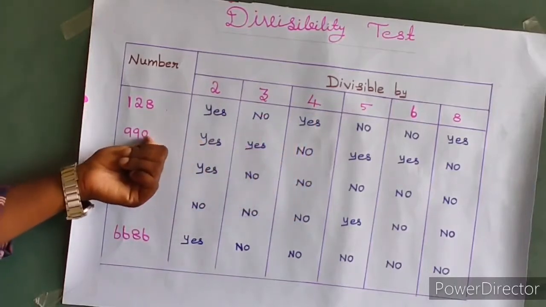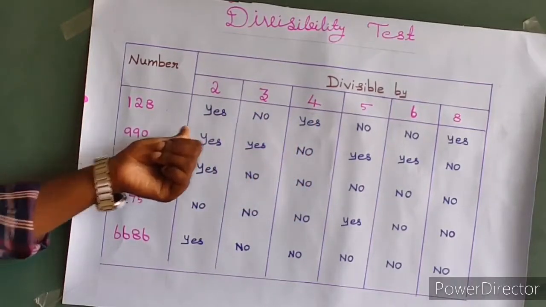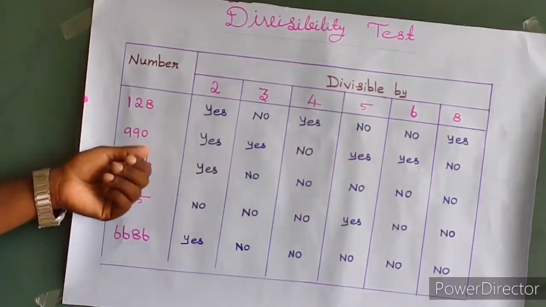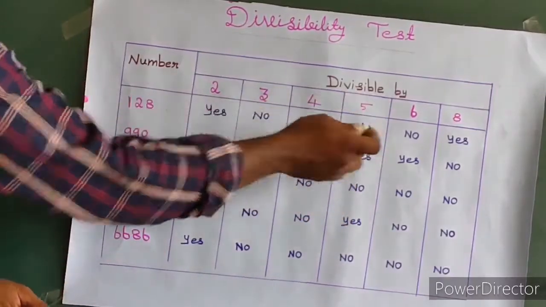The last 2 digits are 90. 90 is not a multiple of 4, so this number is not divisible by 4. So we can write no. What is the condition for 5? The last digit ends with 0, so this is divisible by 5.